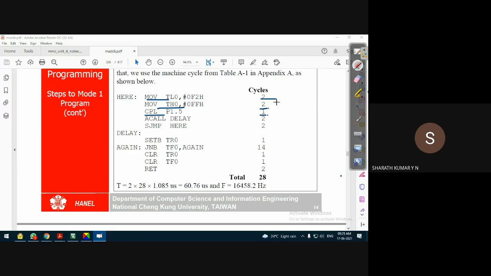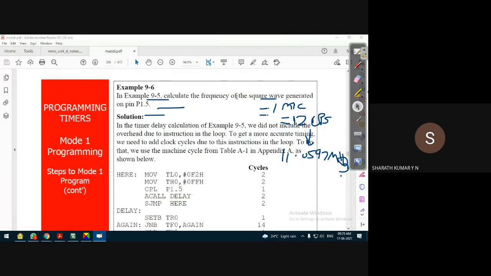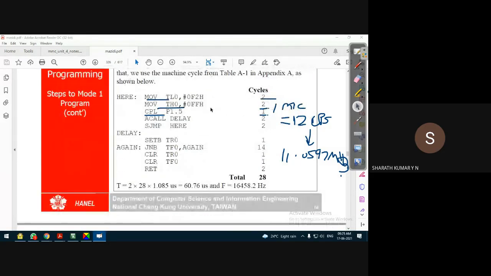What do you mean by one machine cycle? As we understood in the beginning, it is 12 clock pulses, whose frequency is 11.0592 megahertz. It's not mentioned in the program because it was discussed in the earlier program, so the author has not mentioned it again. A subroutine call instruction takes two machine cycles. A short jump instruction takes two machine cycles.